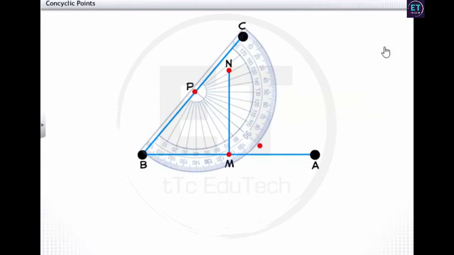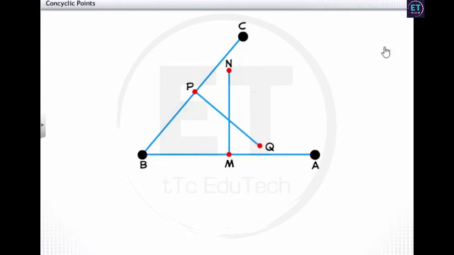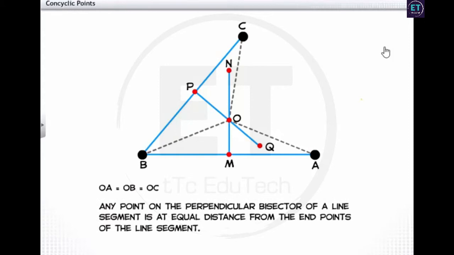Now, let us draw a perpendicular at P. Here PQ is the perpendicular bisector of BC. The perpendicular bisectors of AB and BC intersect at O. What can you say about the lengths OA, OB and OC? They are equal because any point on the perpendicular bisector of the line segment is at equal distance from the endpoints of the line segment.